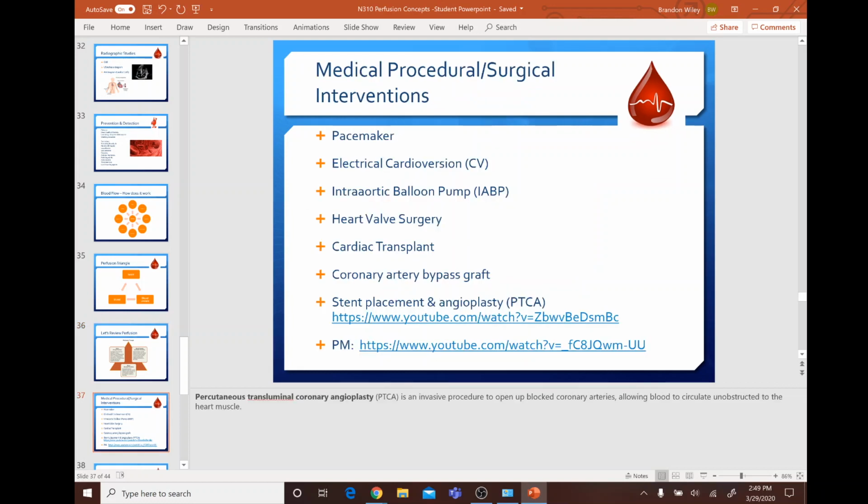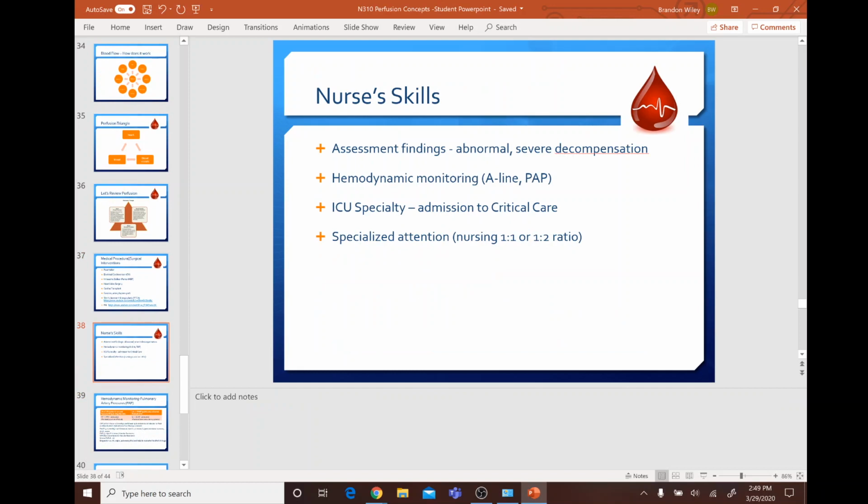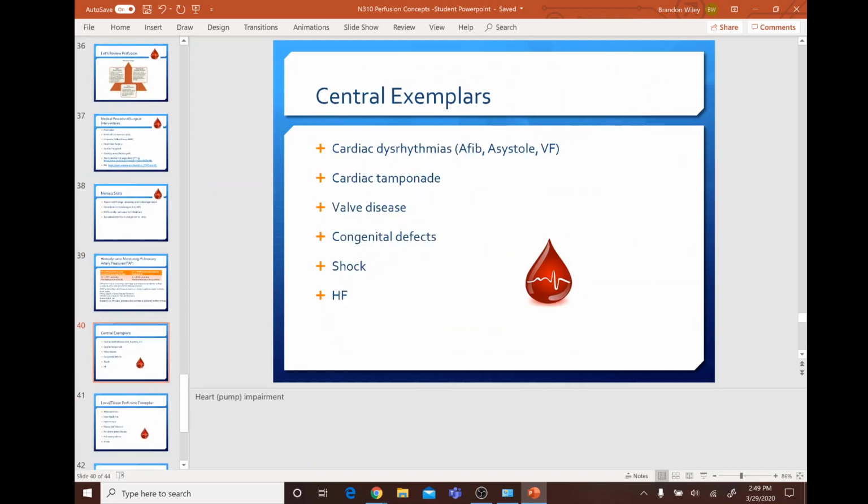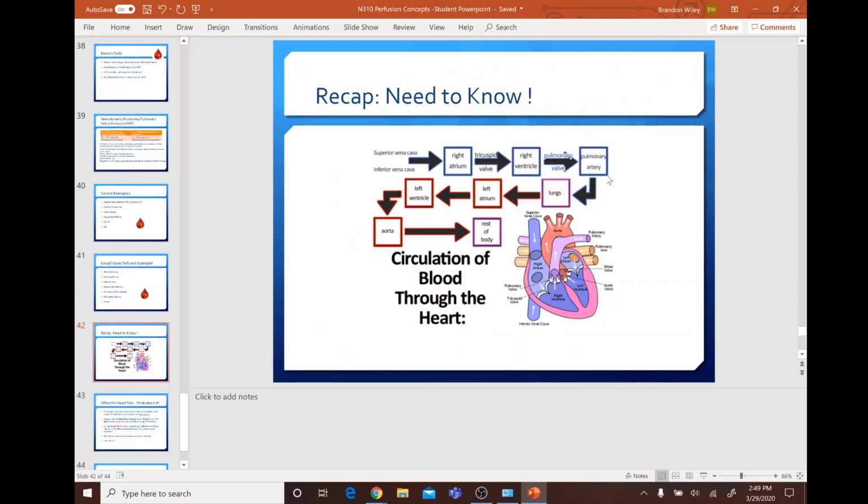And these are some medical interventions. We'll go over these later. Some more assessments. Skip that. It's important, maybe. Okay, recap.